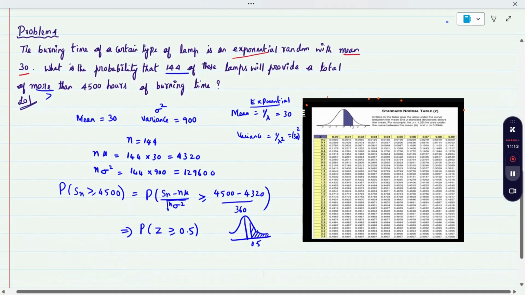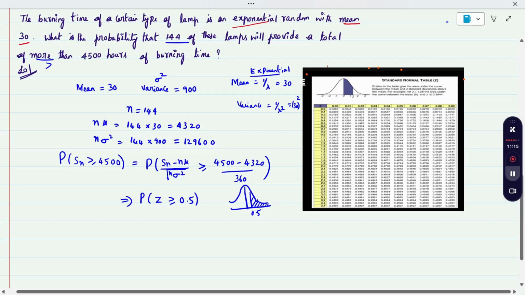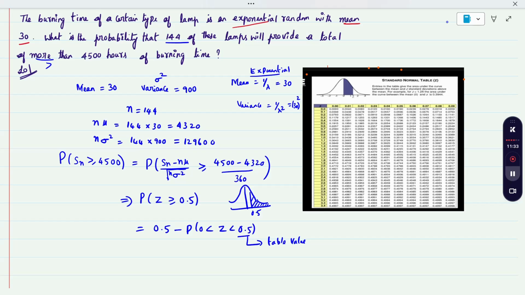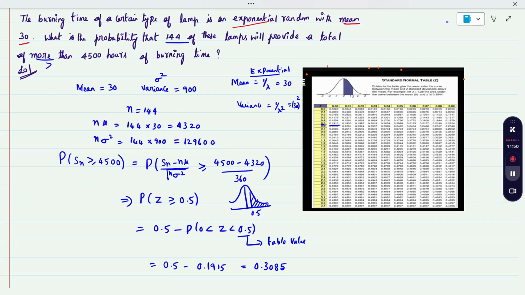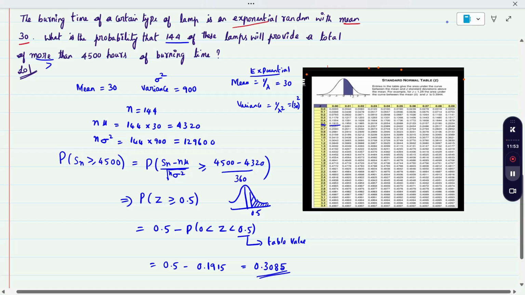So 0.5 means subtraction is nothing but 0.5 minus probability of 0 is less than Z is less than 0.5. See the table value for 0.5, at 0 it is 0.1915. Subtract it with this, so 0.3085. So completed. This is our final answer, 0.3085.